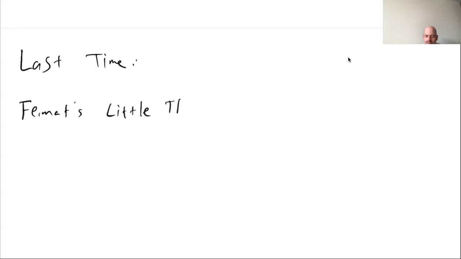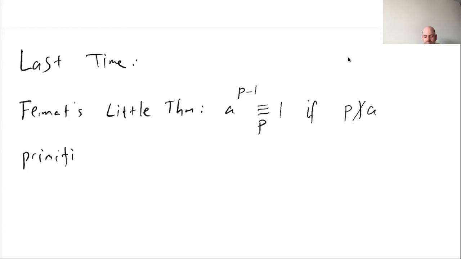Hello, everyone. So last time we were doing number theory and we looked at Fermat's little theorem, which says that a to the power p minus 1 is congruent to 1 mod p if, of course, p does not divide a and p is a prime number. And we also looked at the concept of primitive root of unity.